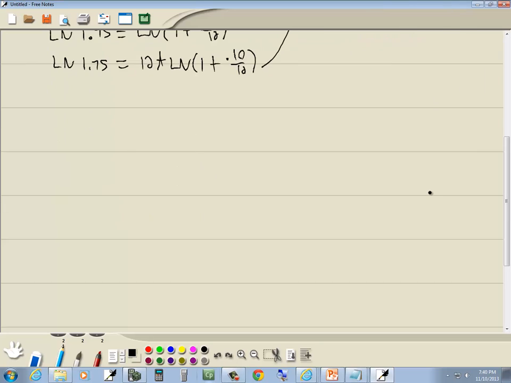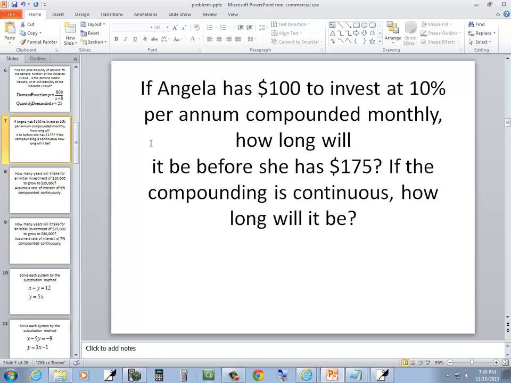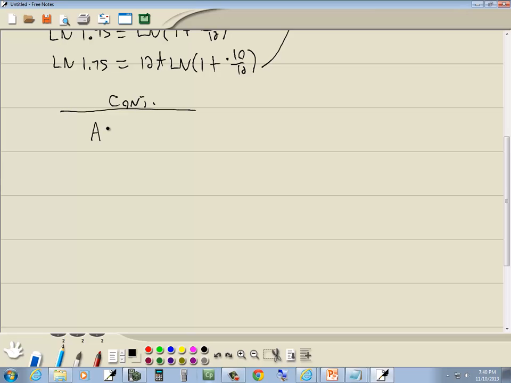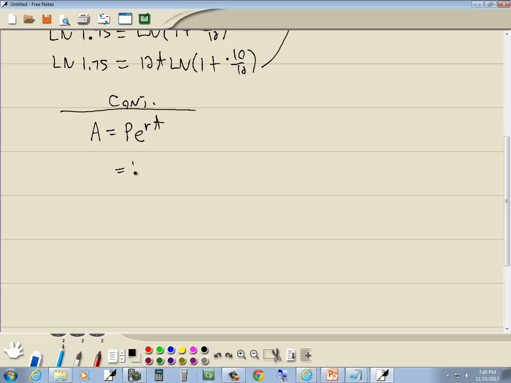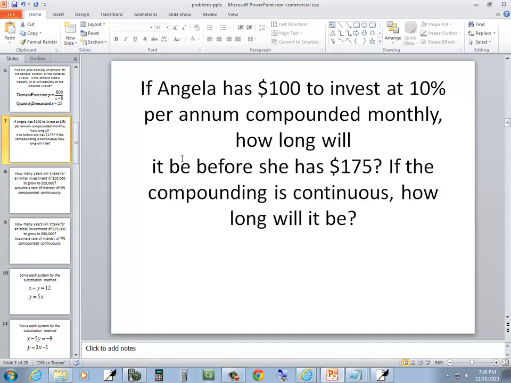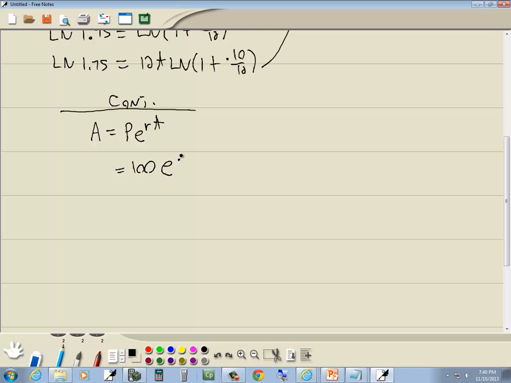Okay, let's look at the continuous case now. As it says, if it's compounded continuously, how long will it be? That's our PERT formula: A = Pe^(rt). And let's see what they give us. Angela has $100, so P is 100. The rate is 10%, so r is 0.10, times t. And we want 175.